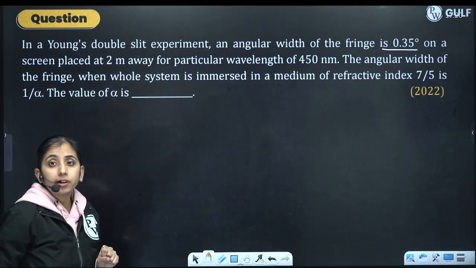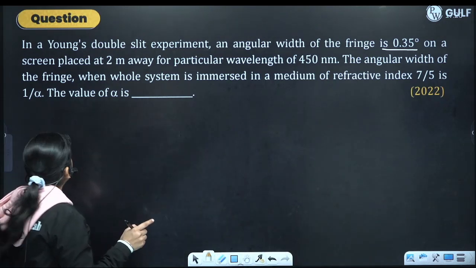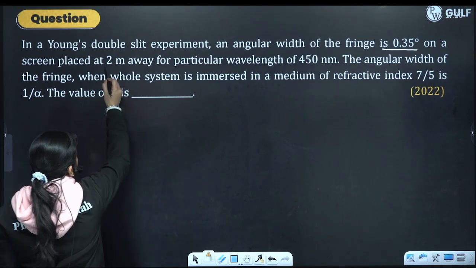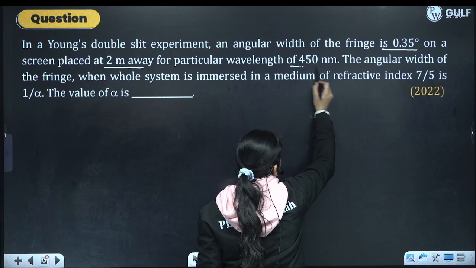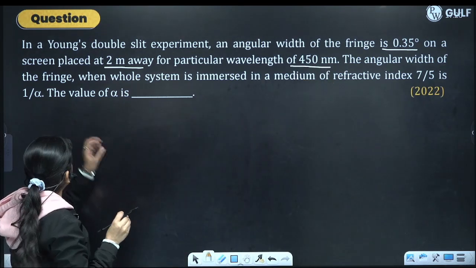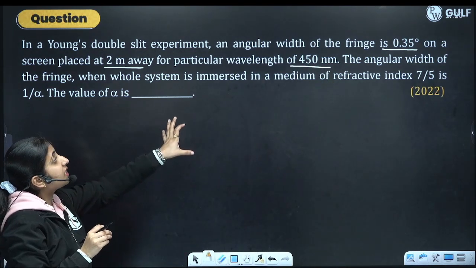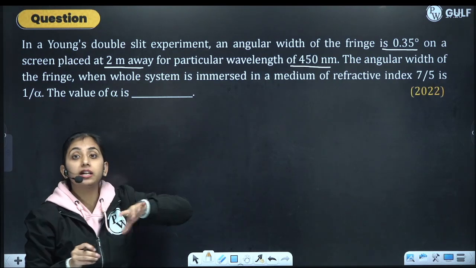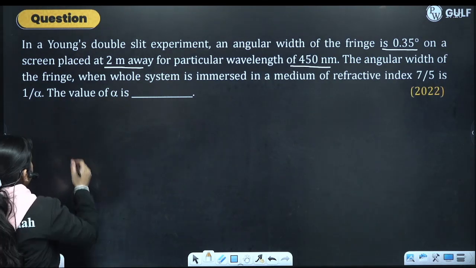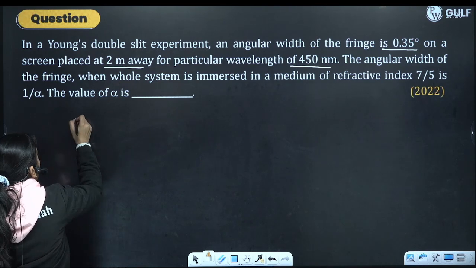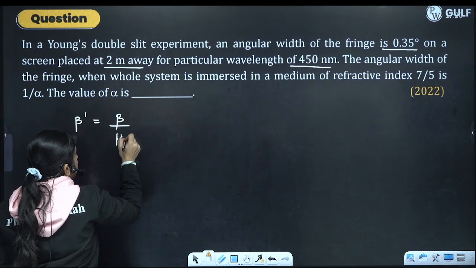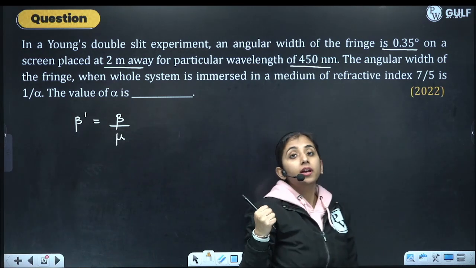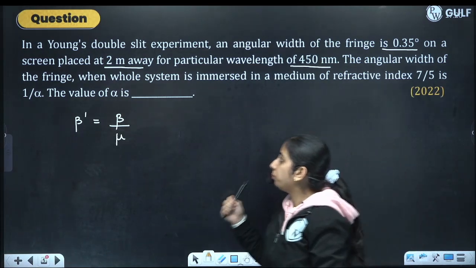Okay, the angular width of the fringe is 0.35 degree on a screen placed 2 meters away for a particular wavelength of 450 nanometers. The angular width of the fringe when the whole system is immersed in a medium of refractive index 7 by 5 is 1 by alpha. Now we know that when we immerse the system in a medium of refractive index mu, then beta prime will be equal to beta by mu.